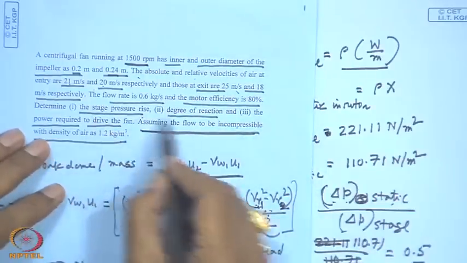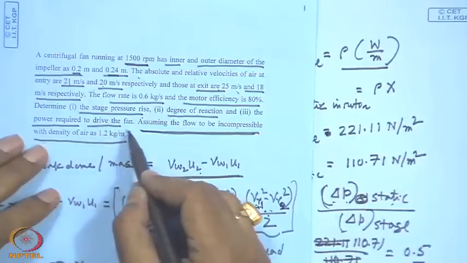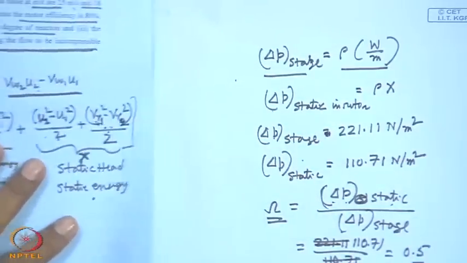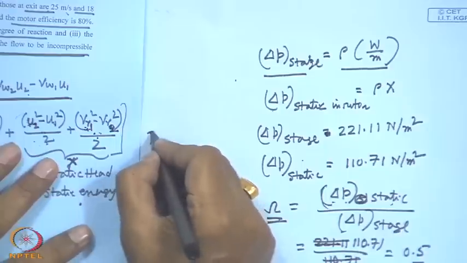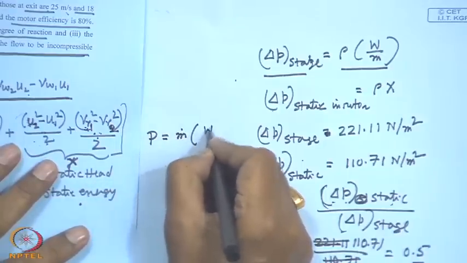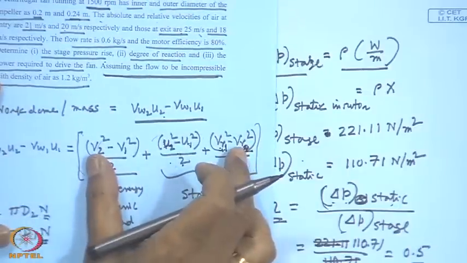The stage pressure rise, degree of reaction and the power required to drive the fan. How to find out the power required? Power required is very simple. Power required is the mass flow rate times the work per unit mass. That means work per unit mass is this one.